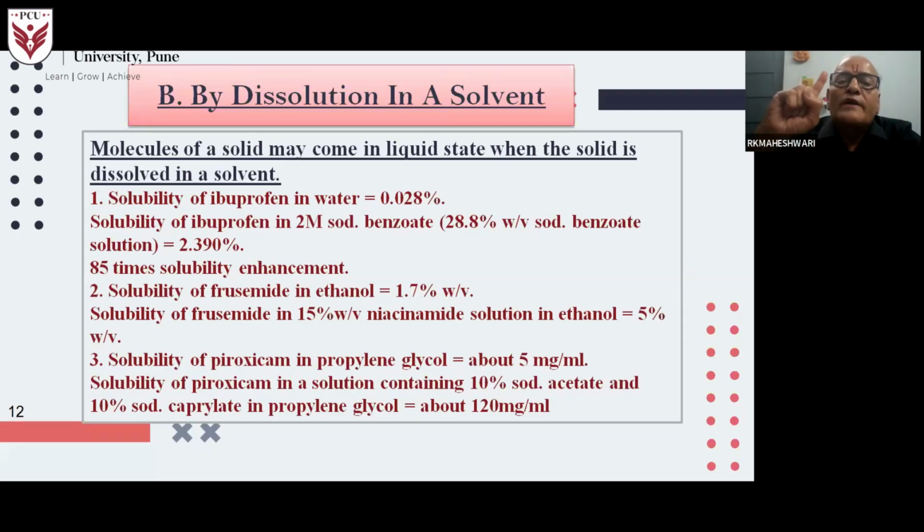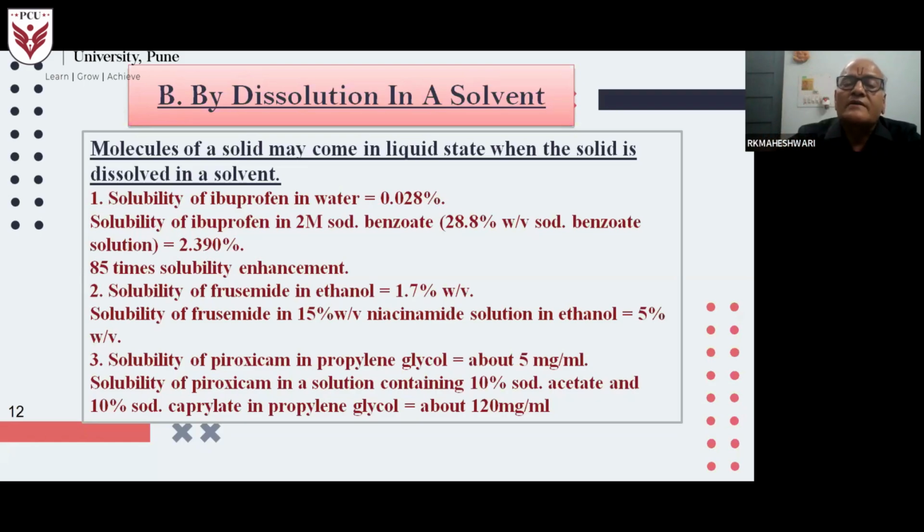Now, if we dissolve a solid, niacinamide, or in other words, it is also known as nicotinamide. If you prepare a 15% weight by volume solution of nicotinamide or niacinamide in ethanol, in this solution the solubility of furosemide is about 5%. And in ethanol only it is 1.7%. So threefold enhancement in solubility is there.